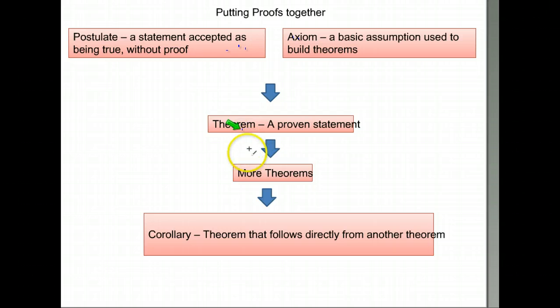Now, from theorems, we can actually get more theorems, more specific theorems. And corollaries are things that follow from a theorem. So maybe it's just a little piece of a theorem that we want to keep. So that is how these things fit together. Remember that we also have definitions that we can use and properties that we can use. But when you see these words postulates, axioms, theorems, and corollaries, that's how they fit together.